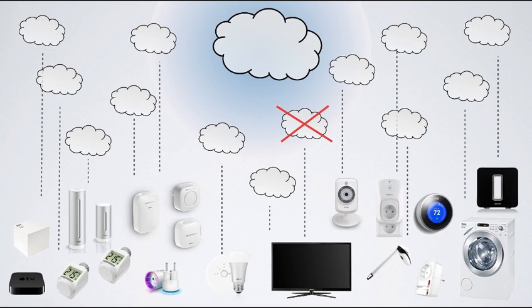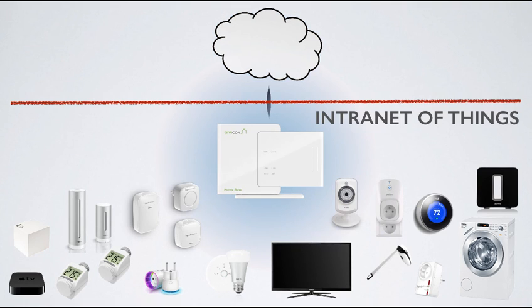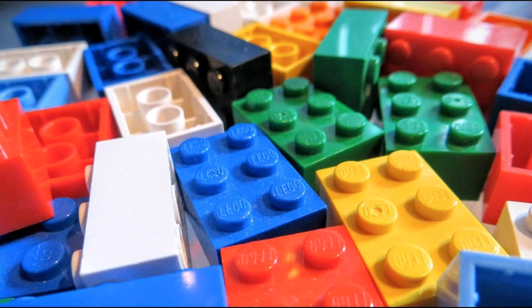Now, from my point of view, the better approach is to have this hub functionality within your local network. And I like the term the intranet of things for that. Such a local hub functionality is usually called a home gateway. Such a home gateway needs to have a very modular software architecture in order to be easily extensible for new kinds of protocols and devices.